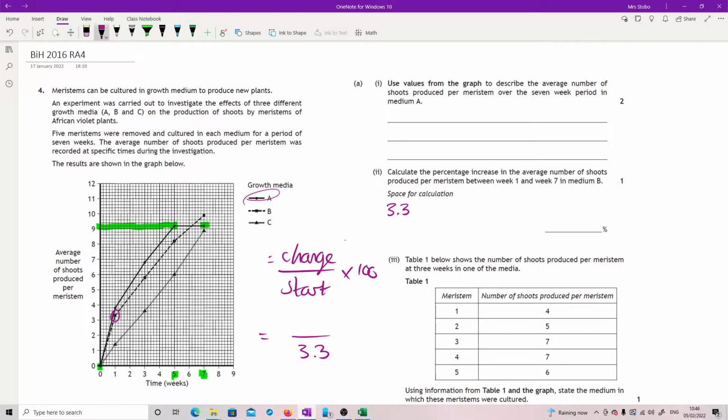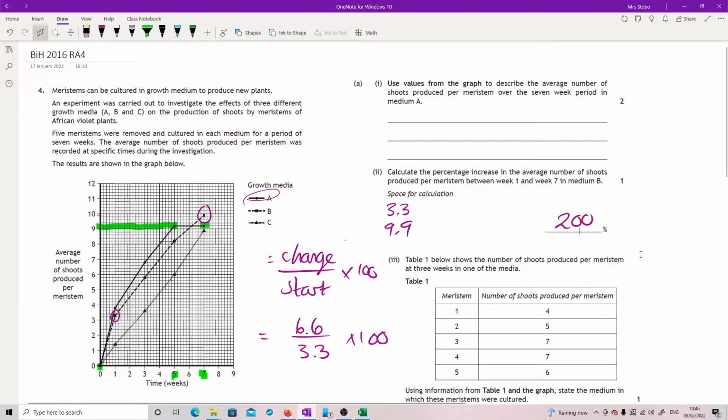So our end at week 7 is here, again between 2 points. And I thought, are they being really horrible? But then when you look at it, it's 9.9. So I'm going from 3.3 to 9.9, so that's 6.6. So that is, even without going to calculator, I'm sure you can see 200%. Okay, so not as bad as it looked at first glance.